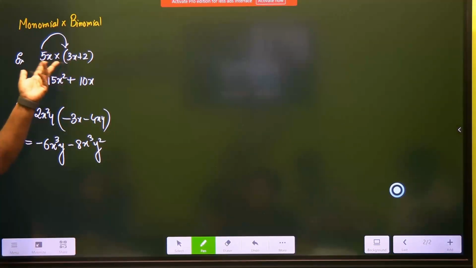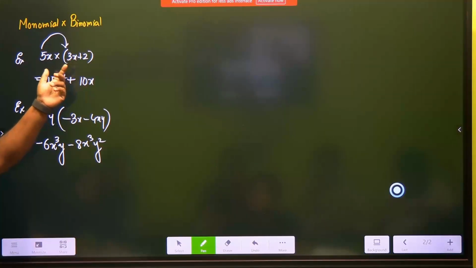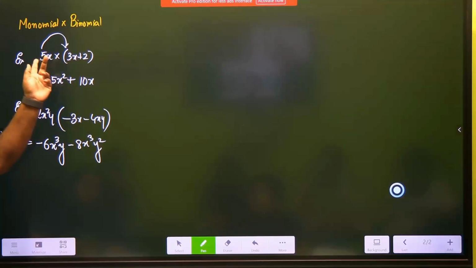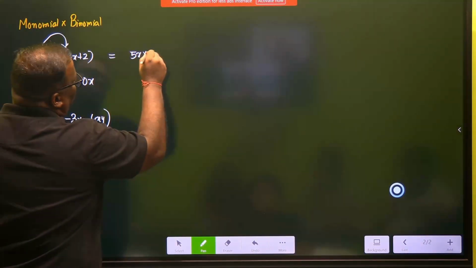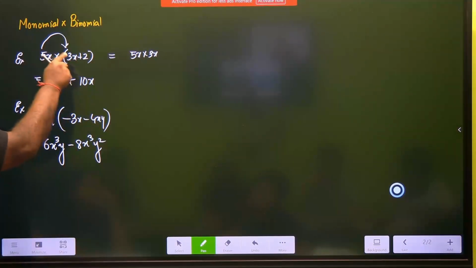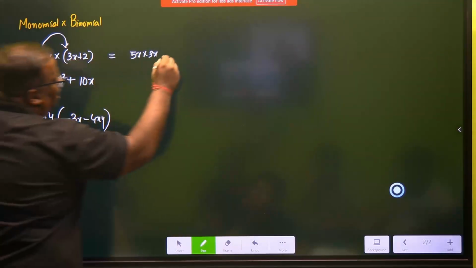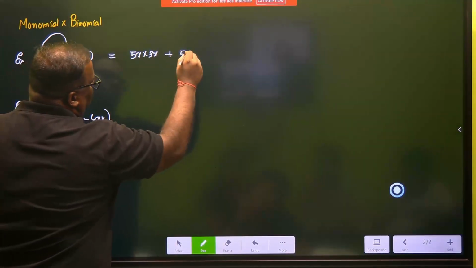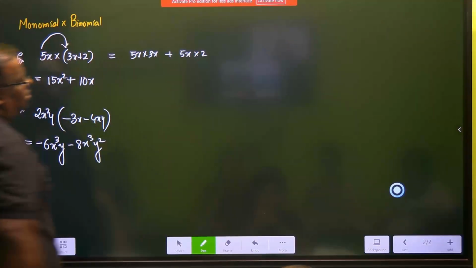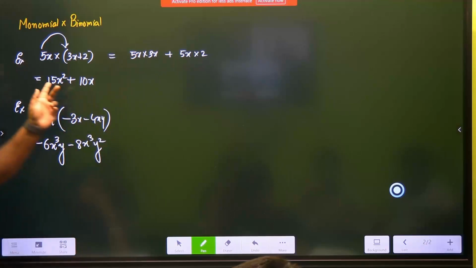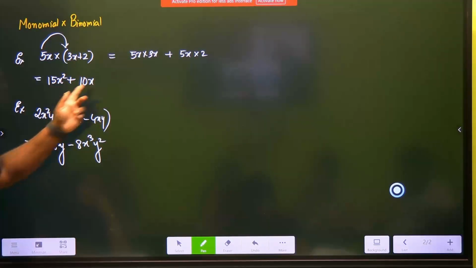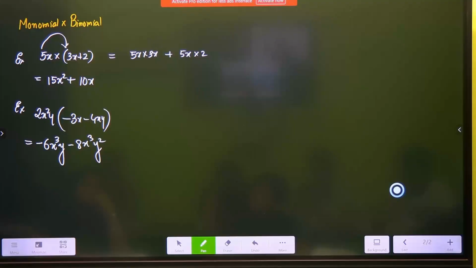5x goes, it's the same. This is a monomial into a monomial. There are two monomials here, 3x and 2. What is a binomial? A combination of two monomials. So 5x multiplies with 3x. Should I do one more step? It is like this: 5x will first multiply with 3x, whatever is the sign that comes, then 5x will again multiply with 2. This is like your monomial into monomial. 5x into 3x is 15x square. The plus remains there. 5x into 2. Okay. Very good.